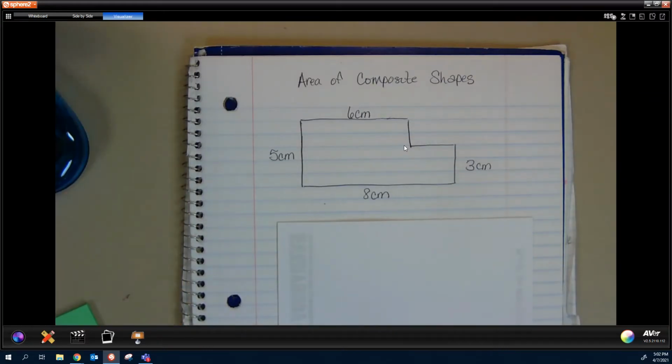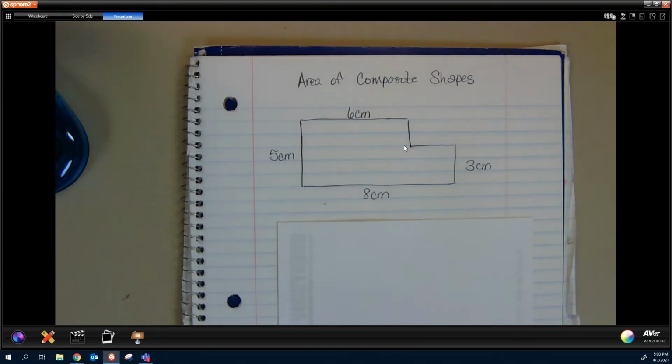Hello, everyone. We are back for our math, and we're going to learn something new today. This may be new to you. This is one of the fifth grade TEKs, to actually be able to find the area of composite shapes.